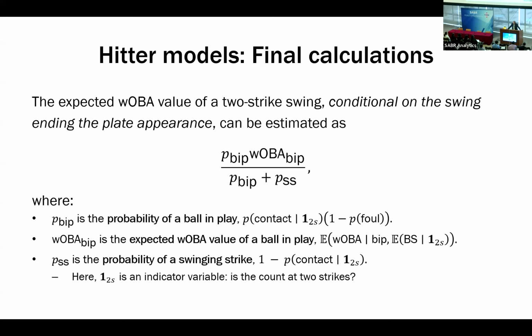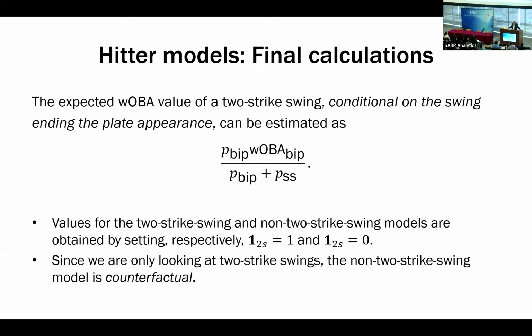What I wanted to make really explicit here is this conditioning on the count. Okay, so this indicator variable 1 sub 2s just says whether or not the count is at two strikes. Okay, and I wanted to make that conditioning explicit because what I do next is to simply vary the value of that indicator variable. So I set it to 1 in order to get the expected wOBA value of a two-strike swing under the two-strike swing model. And then I set it equal to 0 to get the counterfactual expected wOBA value of a two-strike swing using the non-two-strike swing model. Okay, so that's how I'm trying to estimate the effects of two-strike swing adjustments.